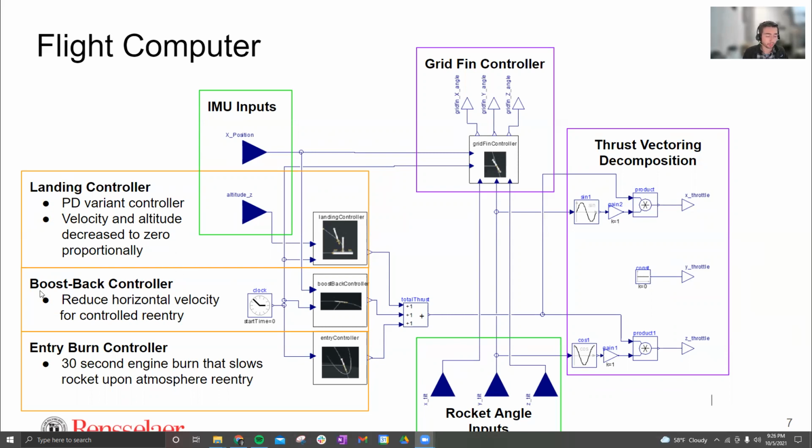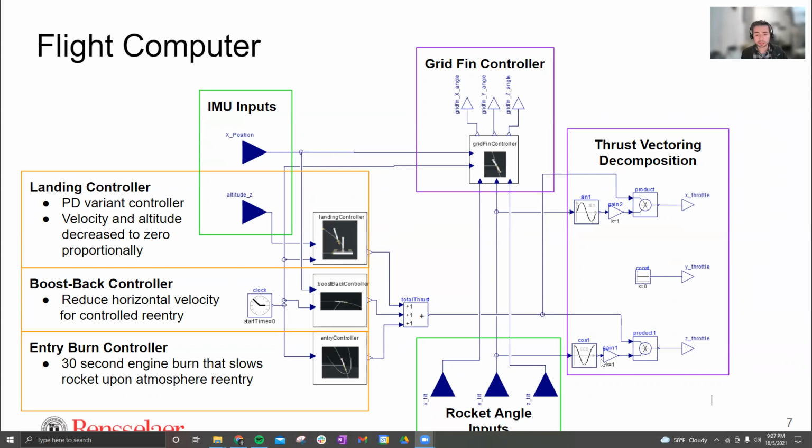Then we have the boost back controller. The job of that is to reduce the horizontal velocity for controlled reentry. And lastly, we have the entry burn controller, and that's a simple 30-second timed engine burn. It slows the rocket to minimize reentry heating. And these all control the engines as well as the gimbal of the engines and the grid fin angles.